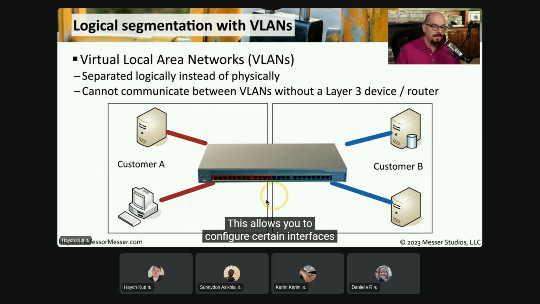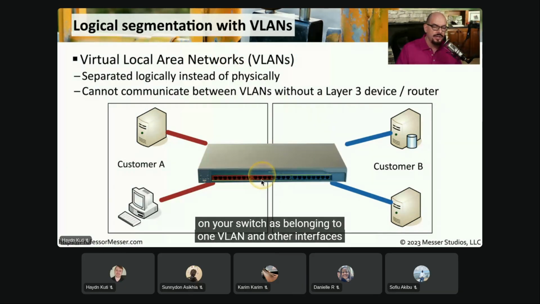This allows you to configure certain interfaces on your switch as belonging to one VLAN and other interfaces on the switch as belonging to the other VLAN. VLANs cannot communicate to each other directly, so this has the same effect as having two separate physical switches. This would obviously simplify the network design, and you would need fewer switches to accomplish the same amount of segmentation.